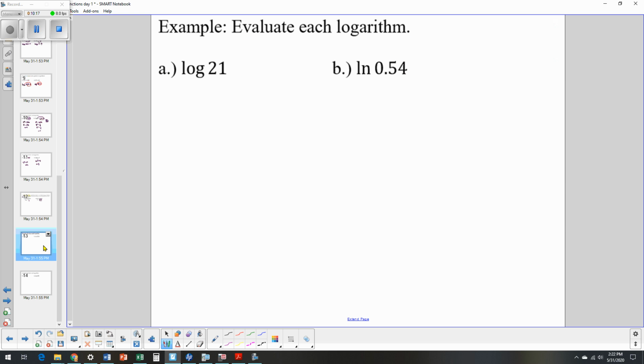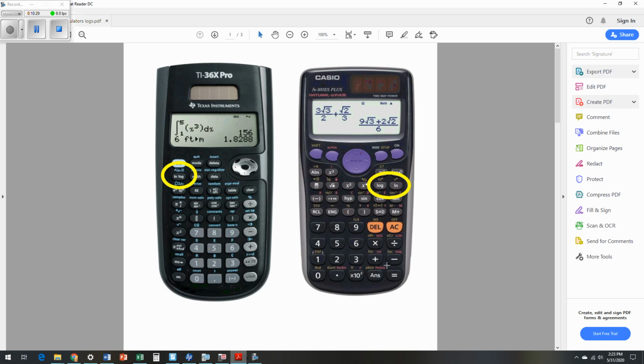We're going to be able to evaluate these. And we're not going to do these in our head. We're going to use a calculator for these. There are buttons on your calculator that say log and ln. So I'm going to pull up some of them right now. If you have the TI-36X Pro, you have one button that has both the ln and the log on it. So if you want the natural log, you hit it once. If you want log base 10, you hit it twice.